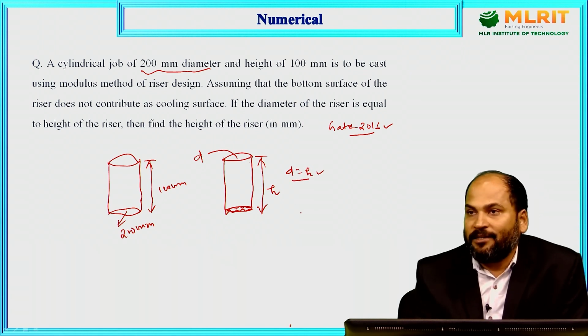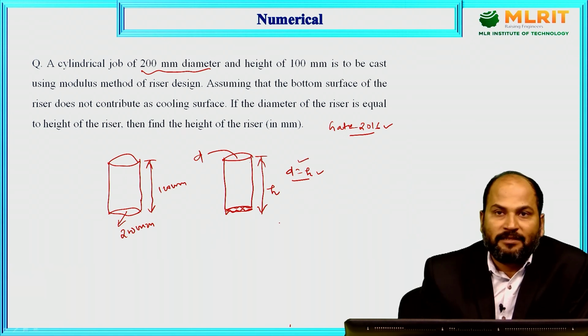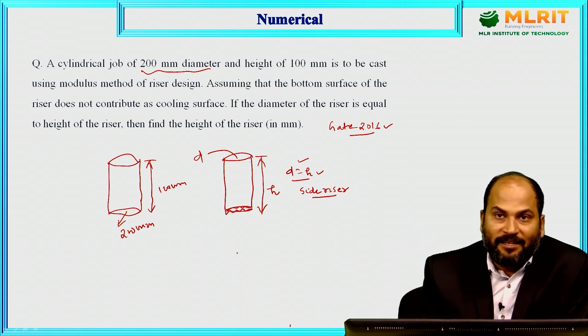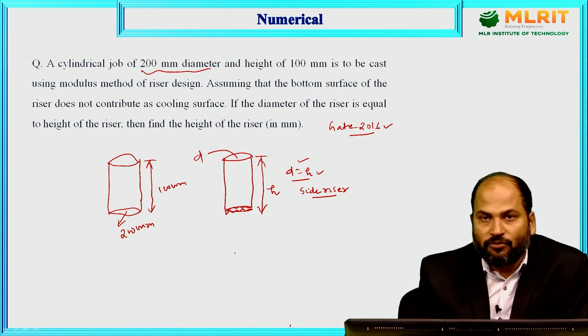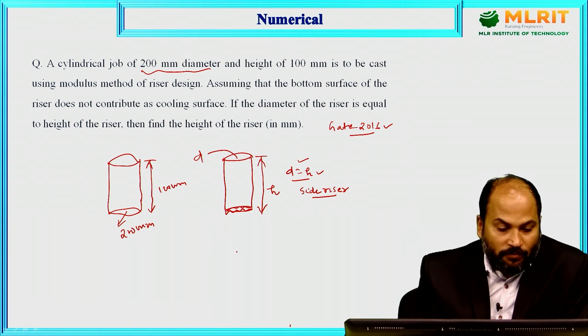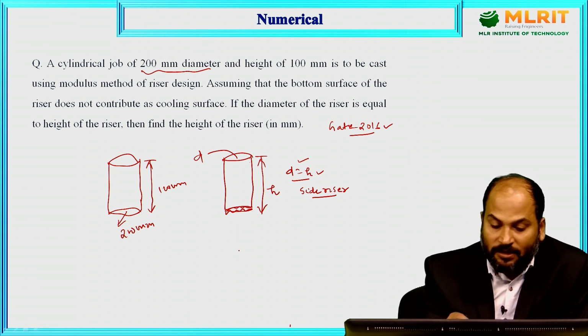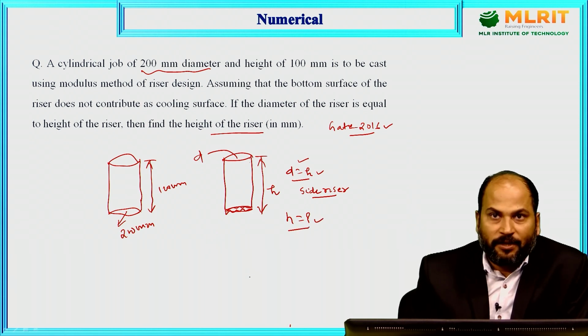If you remember, in the last lecture we already discussed that if the diameter and height of a riser are the same, it is a side riser. So this numerical is based on a side riser, and we have to solve it using the modulus method of riser design. We have to find the height of the riser, so we will solve this numerical with this method.